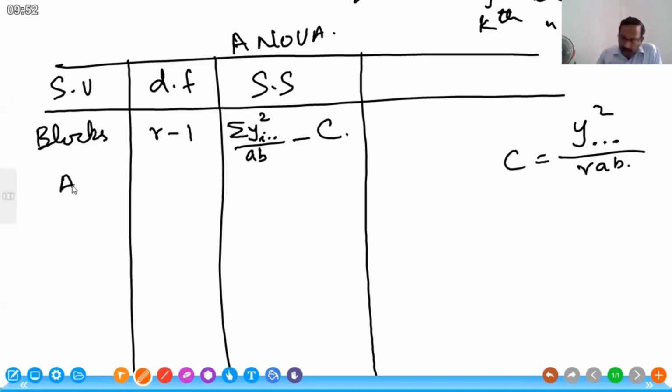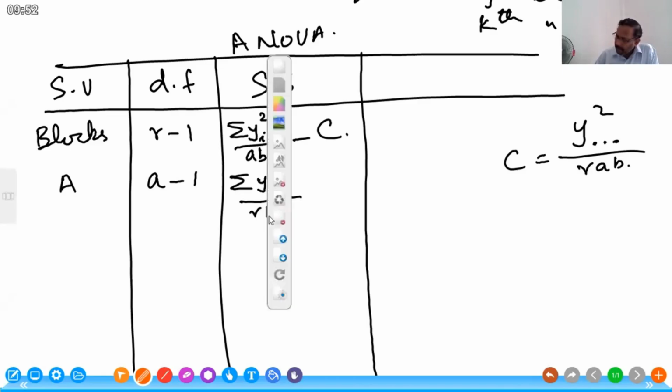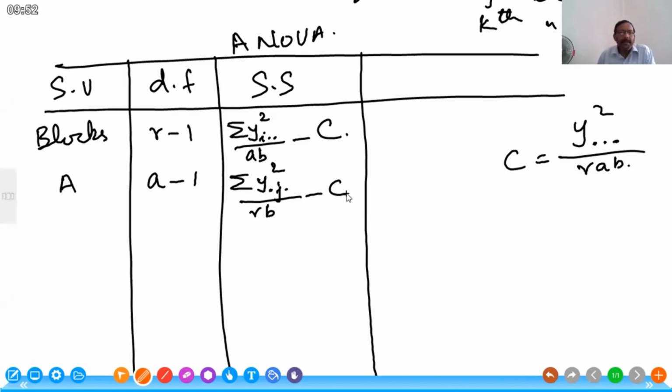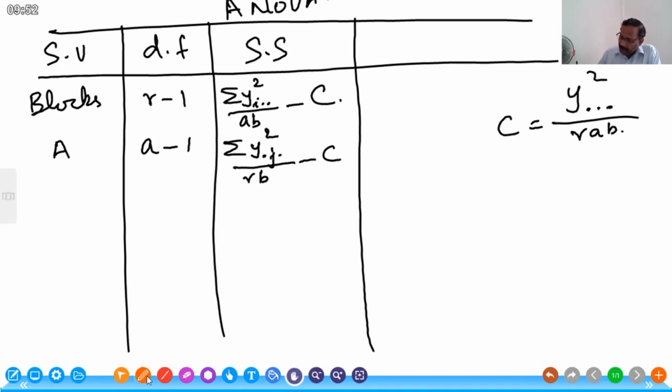Right. Write down for factor A: a minus 1 is the degrees of freedom. Sums of square is summation y dot j dot square divided by rB, minus correction factor. rB, or you can write Br, whatever it is. Since the first dot indicates r, that is why I'm getting rB, so that you can understand. The next one is about the main plot.